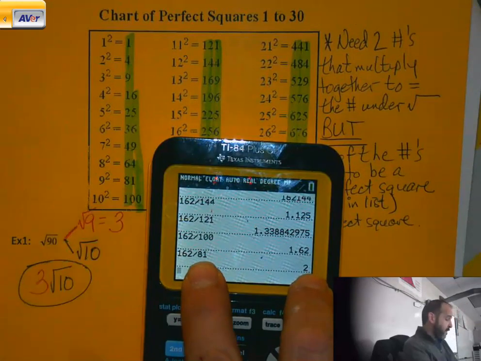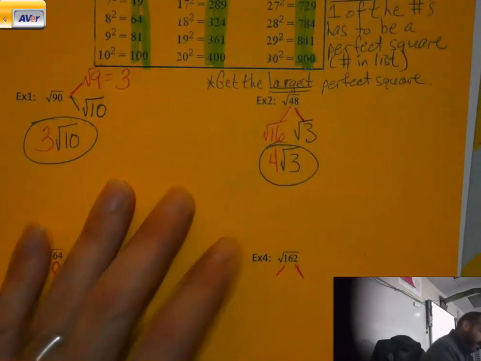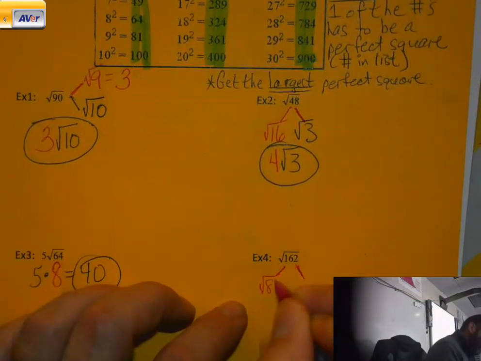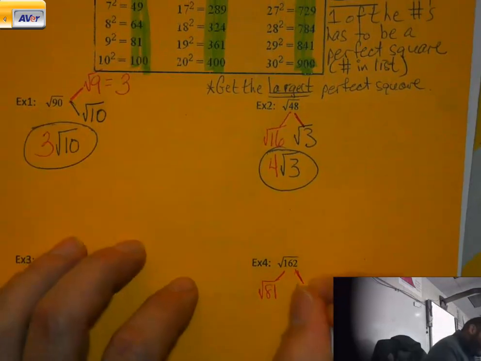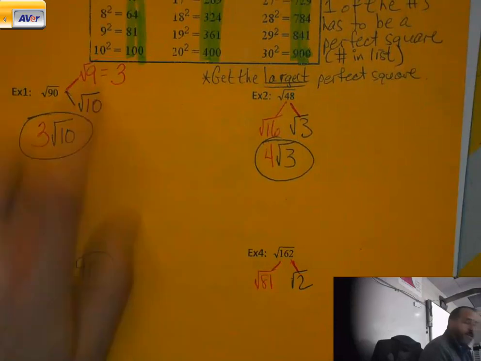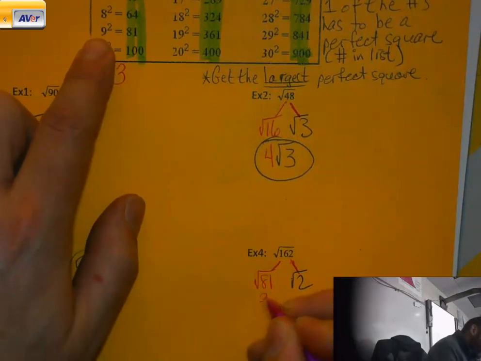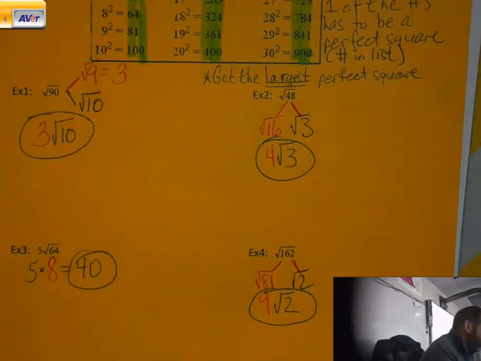81 and 2 works. So, let me get this back up here. So 81 is perfect. 81 is on the list. There it is. 81 and 2. 81, perfect square, gets out of radical jail. 2, not so much. Okay?